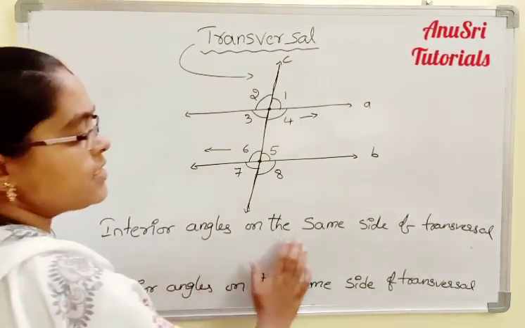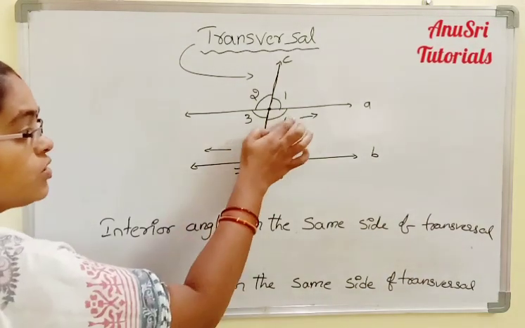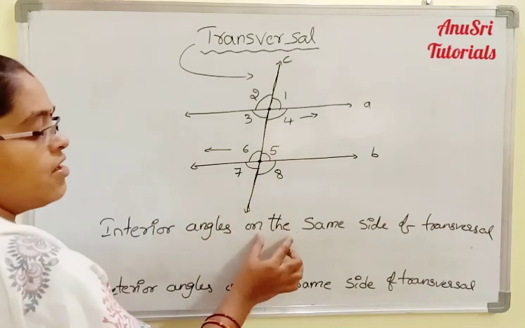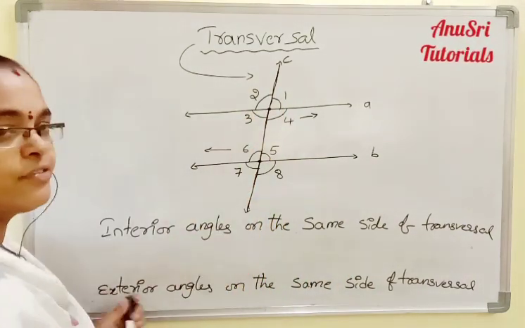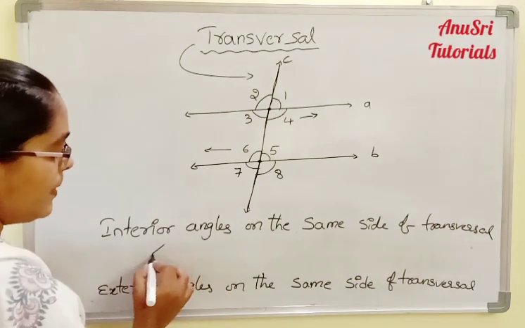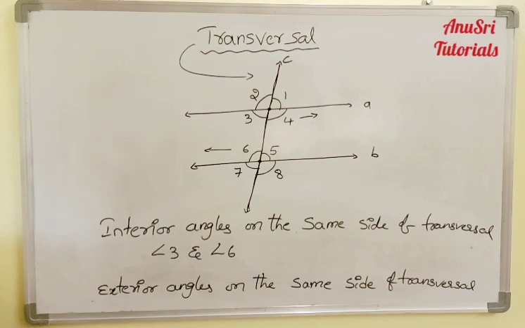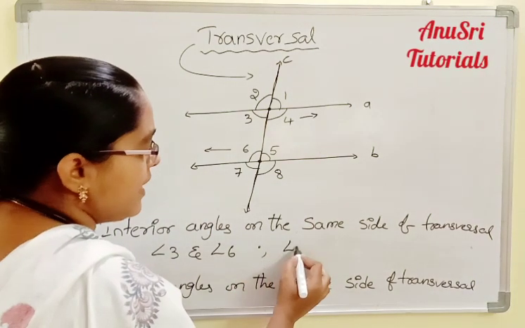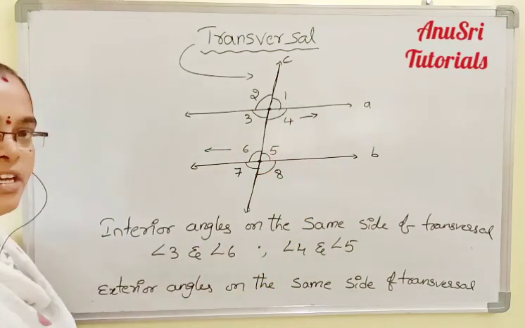Interior angles on the same side of the transversal. See, in the name itself, interior angles. So we are talking about interior angles on the same side of transversal. See, this is our transversal, same side of the transversal. What are those? Angle 3 and angle 6 are interior angles on the same side of transversal. The another set is angle 4 and angle 5 are the interior angles on the same side of transversal.